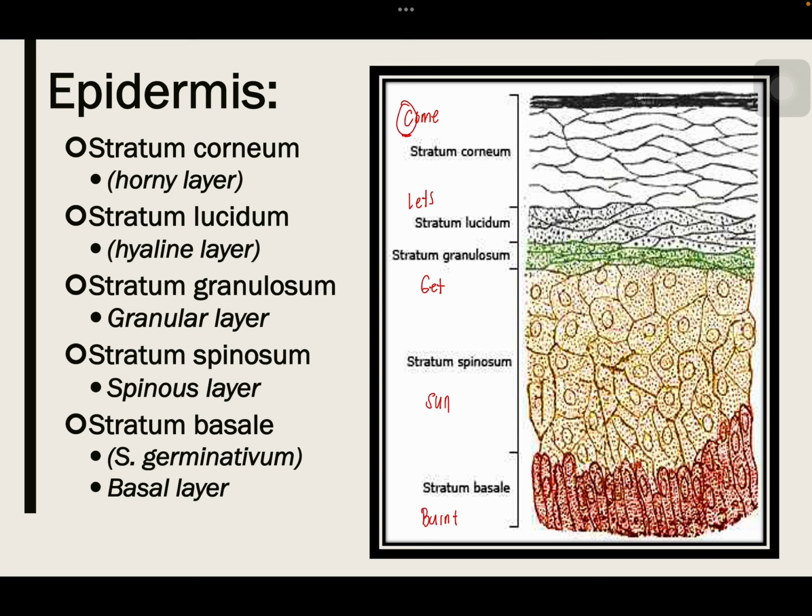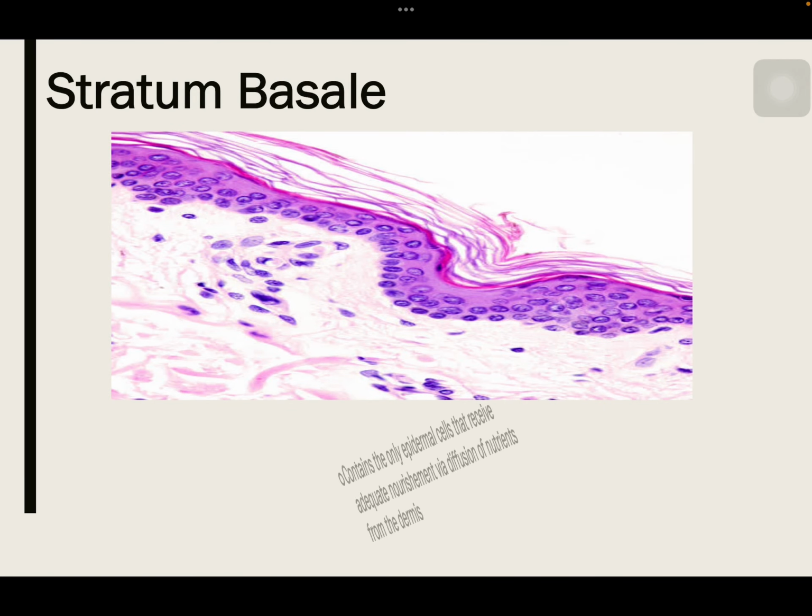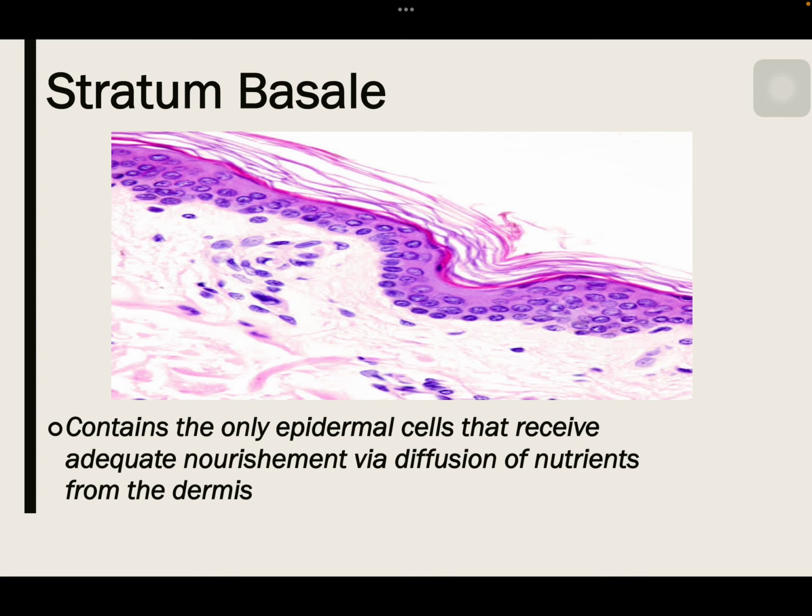Come, stratum corneum, the outermost layer. Let, stratum lucidum, which is the second layer. Get, stratum granulosum. Sun, stratum spinosum, and burnt, stratum basale. Sometimes the stratum basale is termed the stratum germinativum, as its purpose is to germinate. We will go to that later. Stratum basale is the layer.